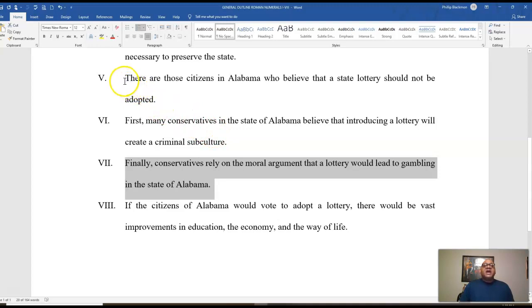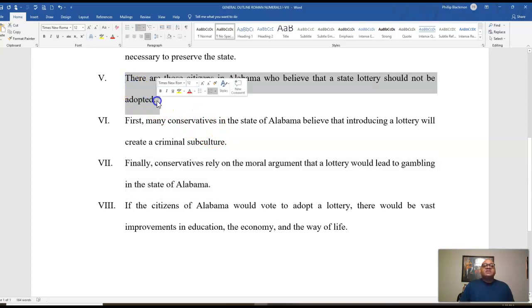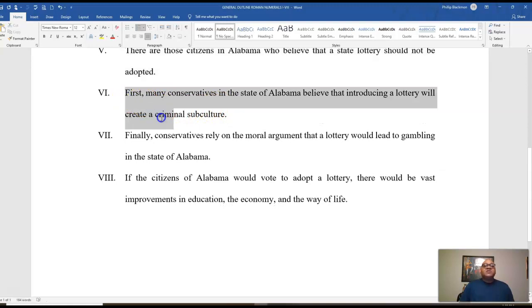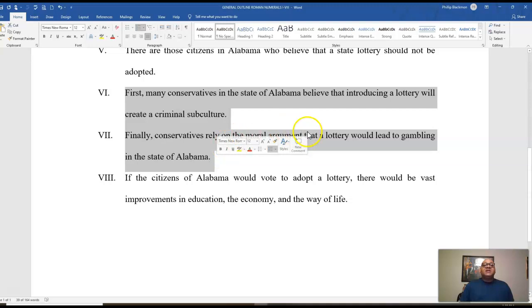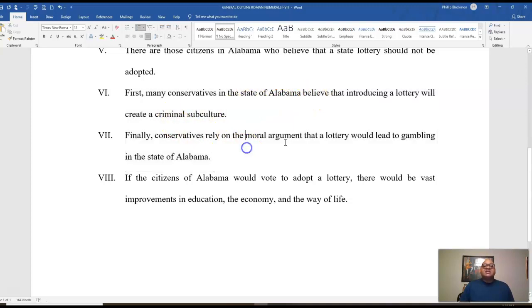Okay, so here I have my opposing view, my introduction, thesis. There are citizens who believe that a state lottery should not be adopted. Then I'm going to give 2 of their reasons. What are 2 reasons they believe a lottery should not be adopted? First, they believe that it introduces a criminal subculture. And secondly, they believe that it leads to gambling. And for those of you who live in the South, you know this is the Bible Belt. Many people use the Bible to justify not bringing the lottery here because it is antithetical to their religious beliefs. Okay.